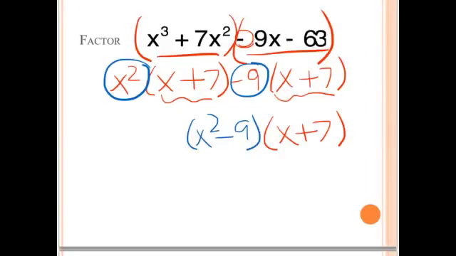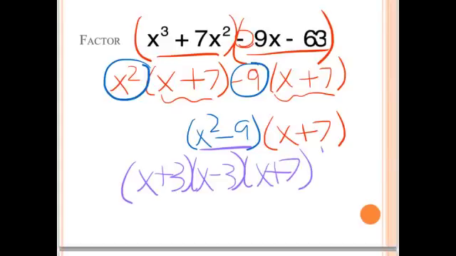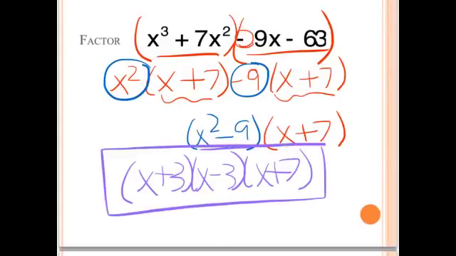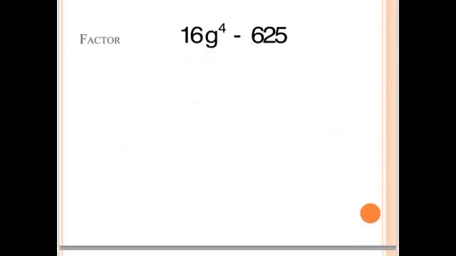But uh-oh, we've got a difference of 2 squares. So we get x plus 3 and x minus 3, and then we get x plus 7. Just like that. So why don't you try this one by yourself?